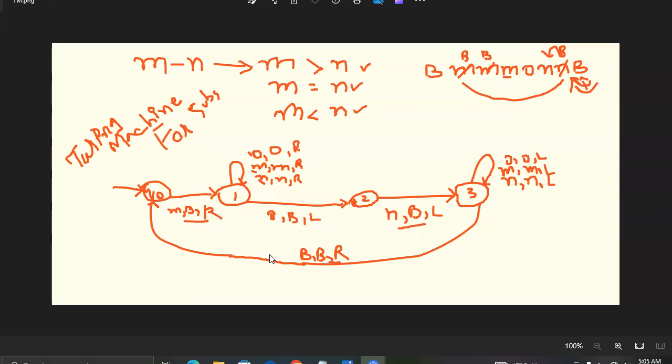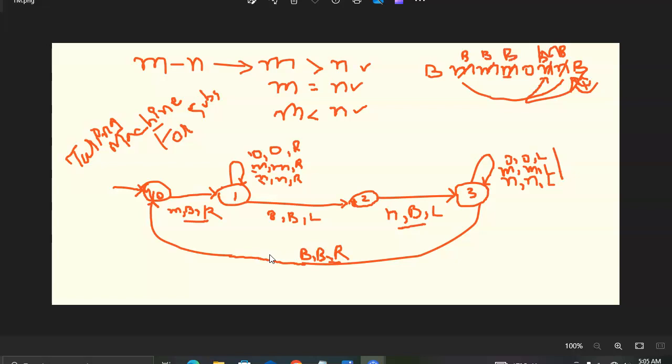Then we repeat the same process. Again we reach there and convert the first N into a blank. So here we have successfully subtracted the available number of N's from M's. Again we move towards the left, leaving everything as it is. Again we reach the leftmost blank, start moving towards the right, and replace the first M with a blank.